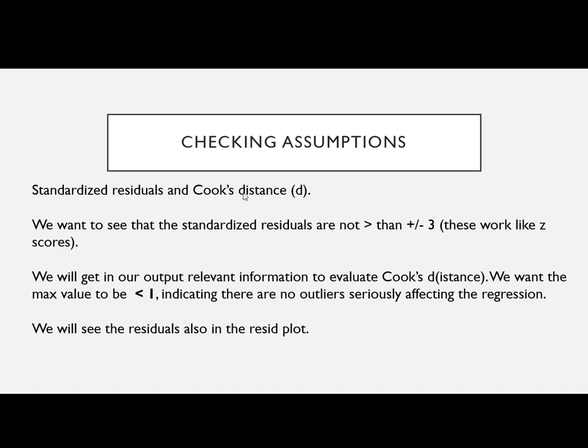So standardized residuals in Cook's D. We want to see that the standardized residuals are not greater than plus or minus 3. These work like z-scores. And we'll get in our output relevant information to evaluate Cook's distance. We want the maximum value to be less than 1, indicating that there are no outliers that are seriously affecting the regression, which we call influential points. And then we'll see the residuals also in the resid plot.